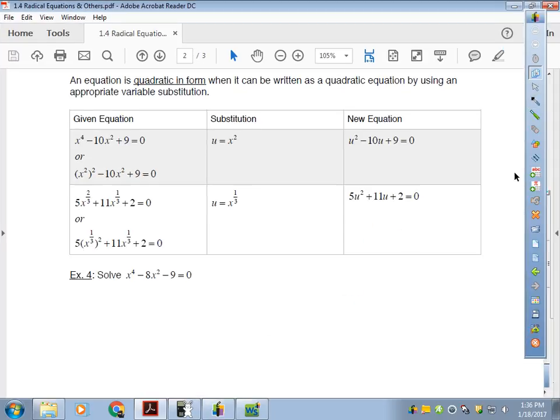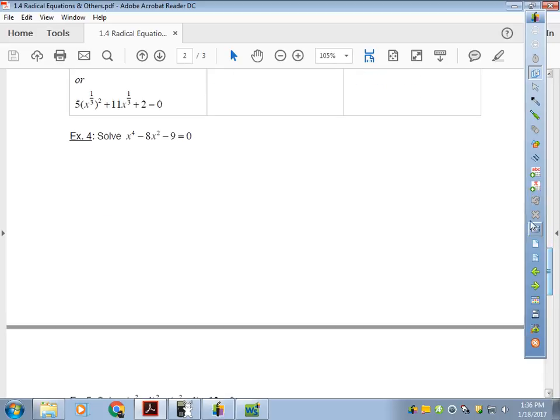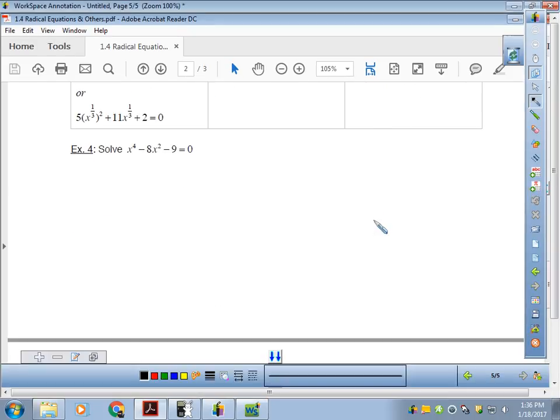So let's look at an example of this. Example 4 here asks us to solve x to the fourth minus 8x squared minus 9 equals 0. This x to the fourth could be rewritten as x squared getting squared, minus 8x squared minus 9 equals 0. So it could be rewritten that way, so that we have a power to a power, and these would multiply and make the original 4.